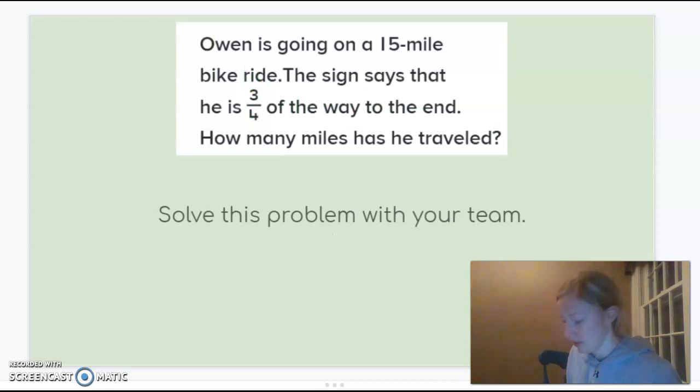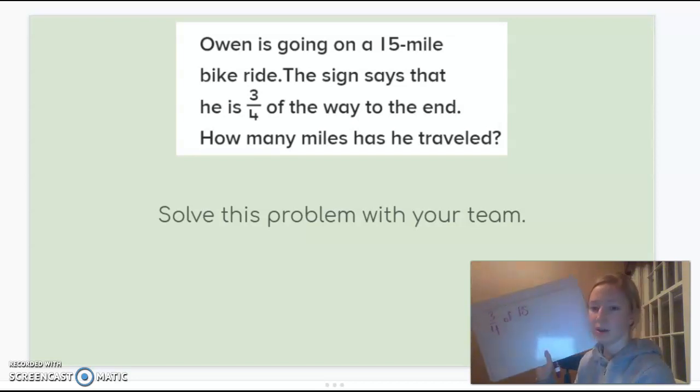So let's try it with this story problem. Owen is going on a 15-mile bike ride. The sign says that he is 3/4 of the way to the end. How many miles has he traveled? So I know that his bike ride total is 15 miles, and so far he's made it 3/4 of the way. So I need to figure out what 3/4 of 15 is.